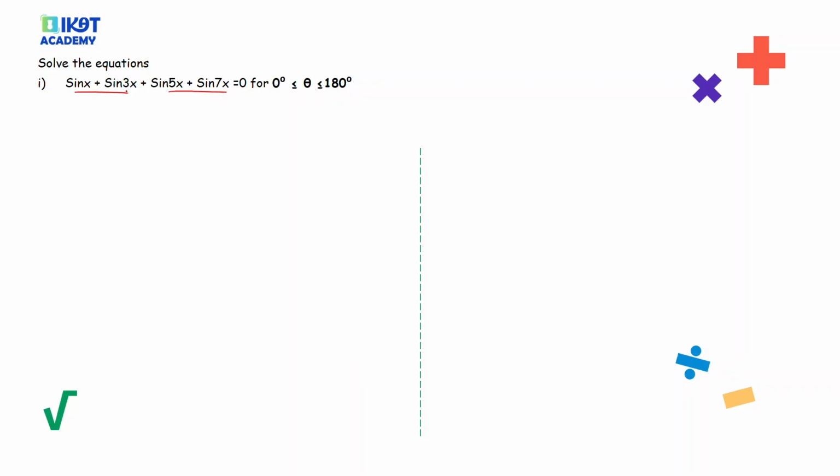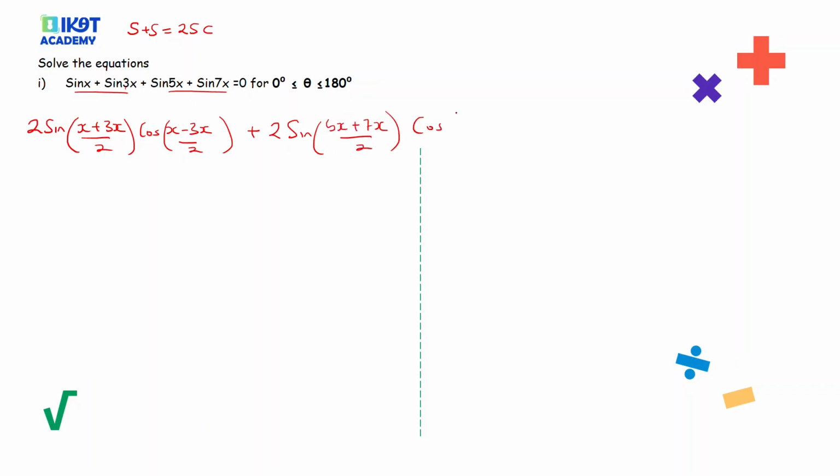So I have sine x plus sine 3x. Remember we said from the factor formula, sine plus sine is equal to 2 sine cos. So now we're going to start. This is 2 sine (x plus 3x) out of 2, cos (x minus 3x) out of 2, plus, this is sine 5x, so this is still sine plus sine, so plus 2 sine (5x plus 7x) out of 2, cos (5x minus 7x) out of 2. This is equal to 0.